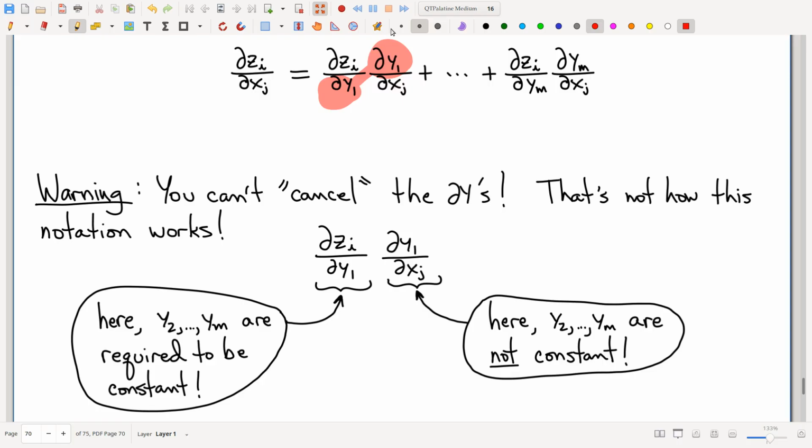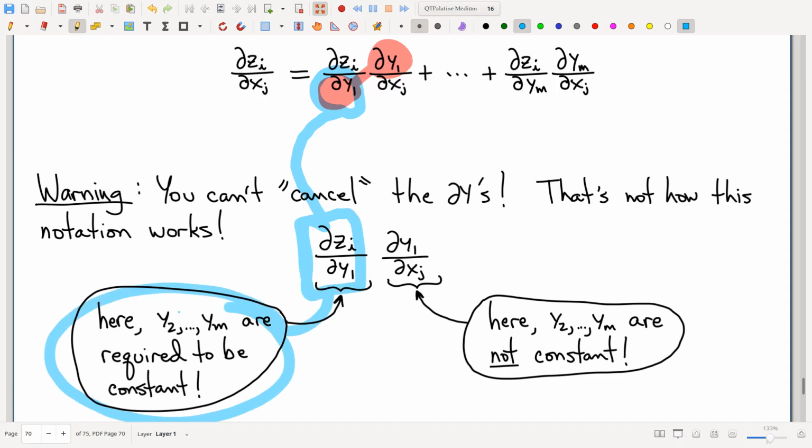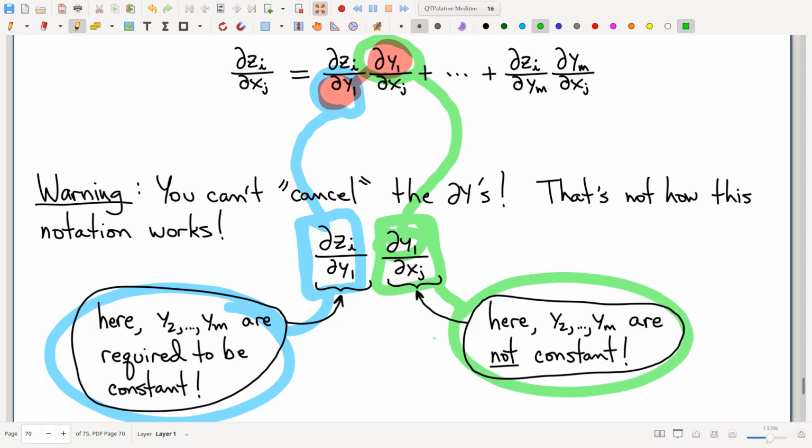This first one represents how much y changes in a scenario where most of the other y variables have to be constant. That's a completely different scenario from what's going on. This represents how much y changes, but in a scenario where all the other y variables are probably changing. Because x_j is changing, all these other y variables are functions of x_j, and so this is just a completely different scenario.